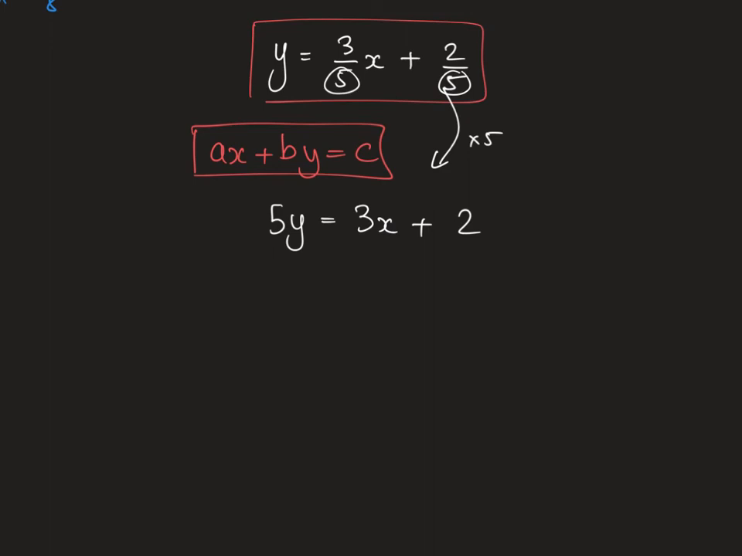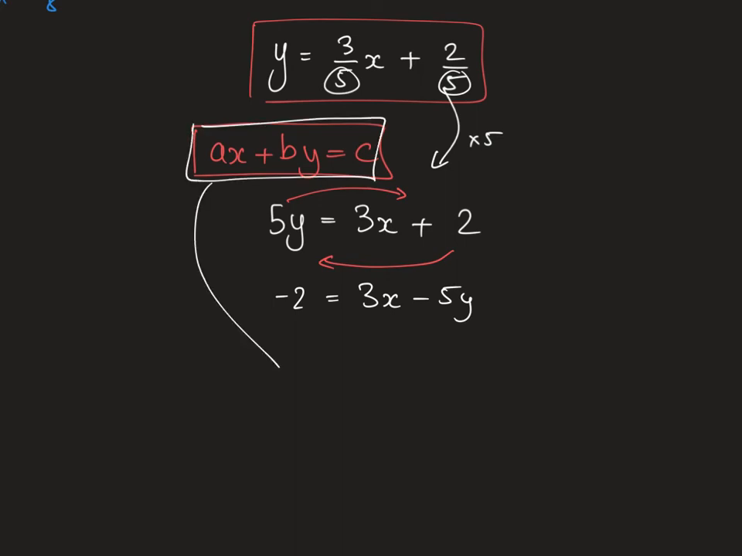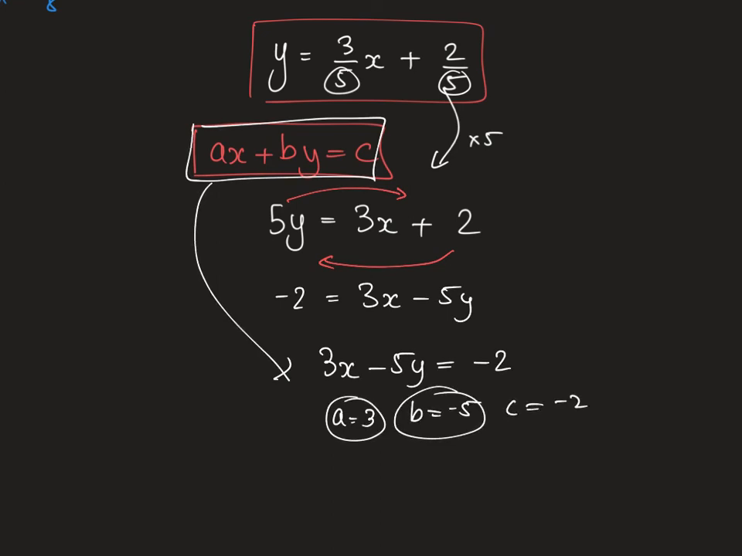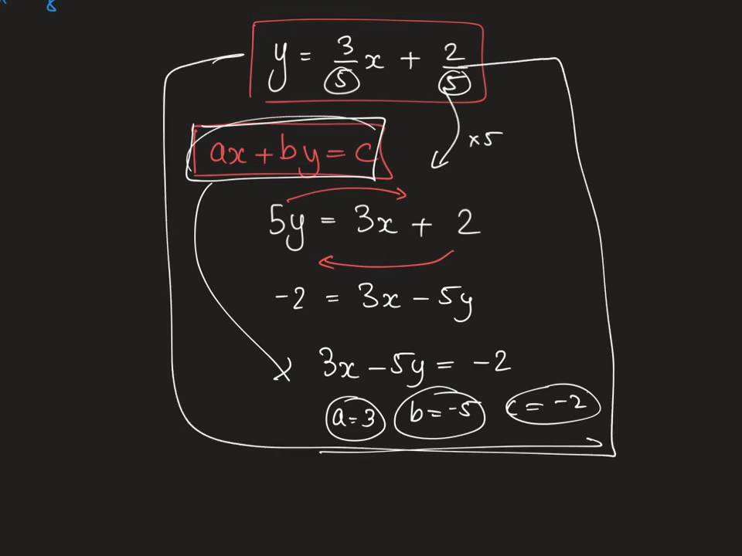And then what I can do is take my y's over there and my 2 over here. So what we end up with is -2 is equal to 3x minus 5y. And if we're trying to match this form here, I could write that as 3x minus 5y is equal to -2, meaning my a is equal to 3, my b is equal to -5, and my c is equal to -2 there. So that's if they ask you to give it in a slightly different form.